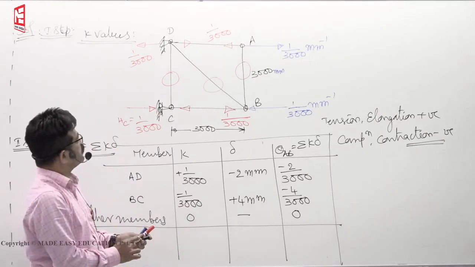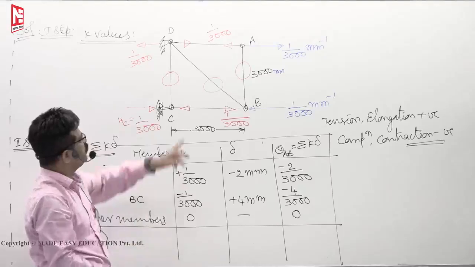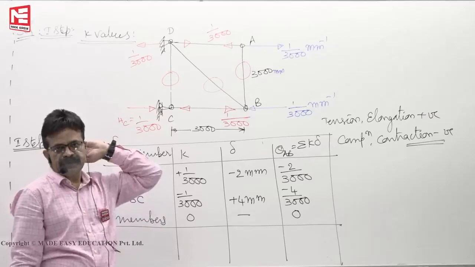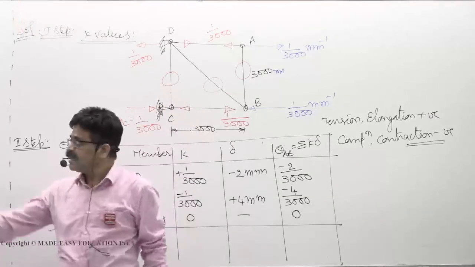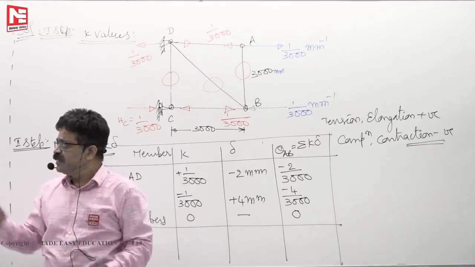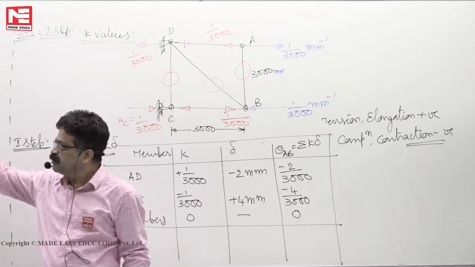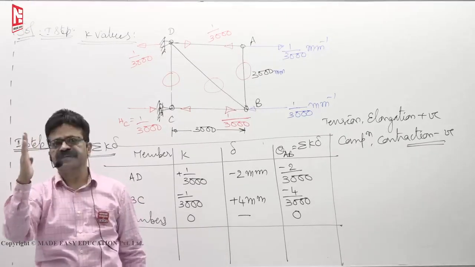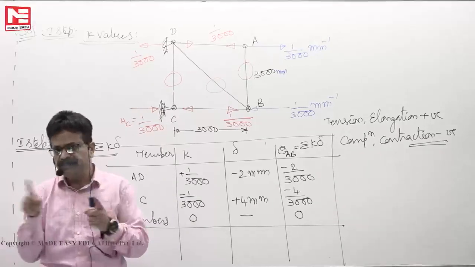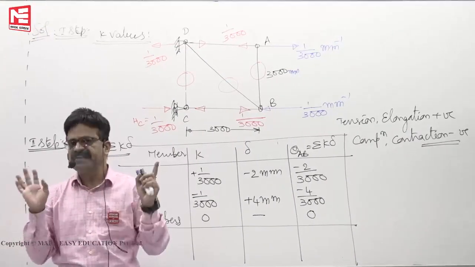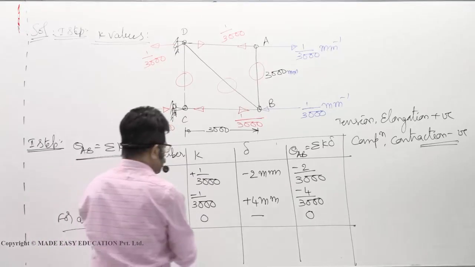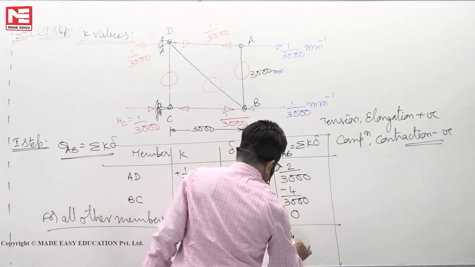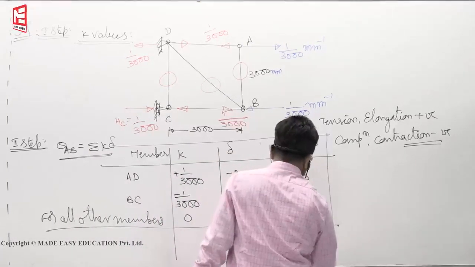The other members, the vertical member, diagonal member, vertical member, they will not influence the rotation of the vertical member AB. Whether it is 5 mm, 0, 2 mm, whether it is minus 2 mm or plus 4 mm, plus 5 mm or plus 10 mm or minus 10 mm, they have no influence on the vertical member rotation. The contribution of those three members is nil. That's why I have given you some arbitrary values there. So theta AB you will get minus 6 by 3000.